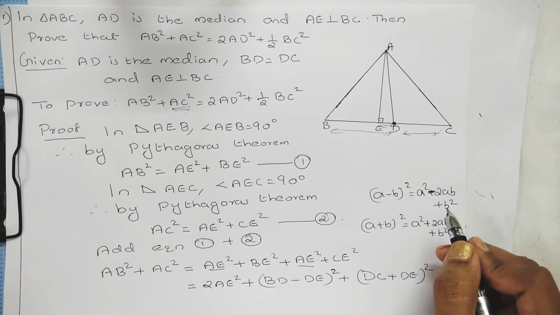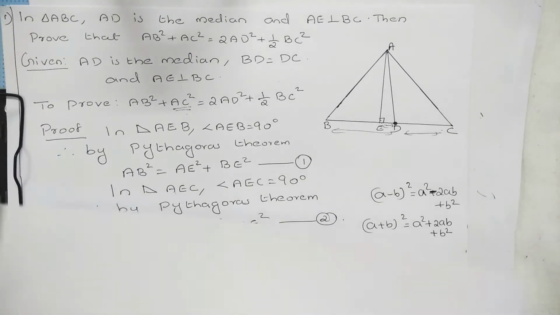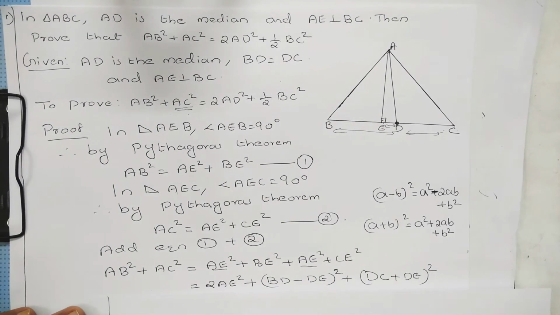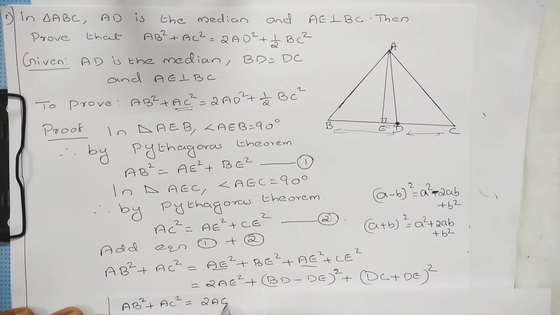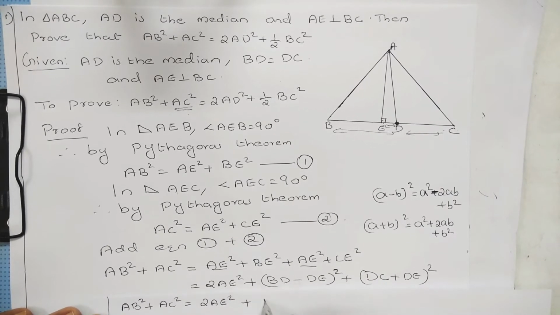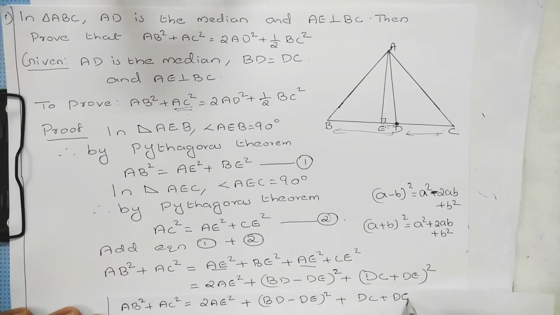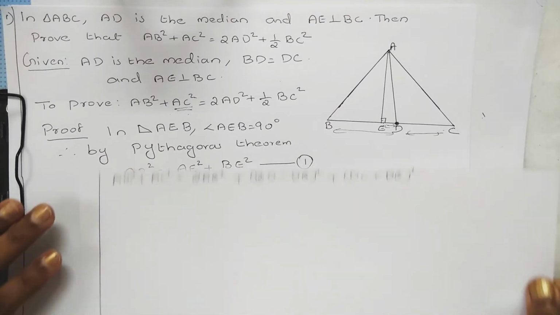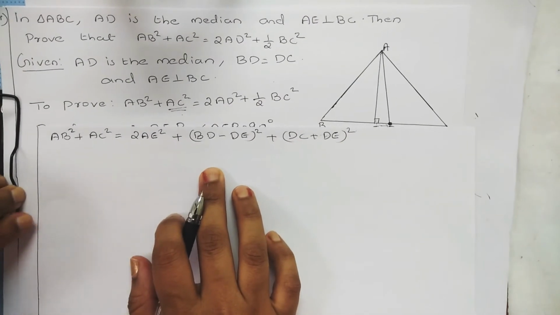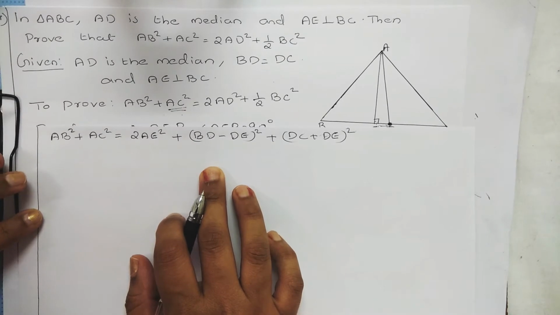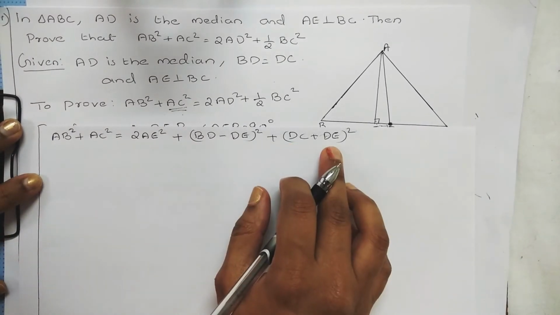So I will continue on the next page. I am just writing the last sentence here. That is AB square plus AC square is equal to 2AE square plus (BD minus DE) the whole square plus (DC plus DE) the whole square. Now we will just expand this using the identity. Which identity do we have to use here? (A minus B) the whole square and (A plus B) the whole square, right?